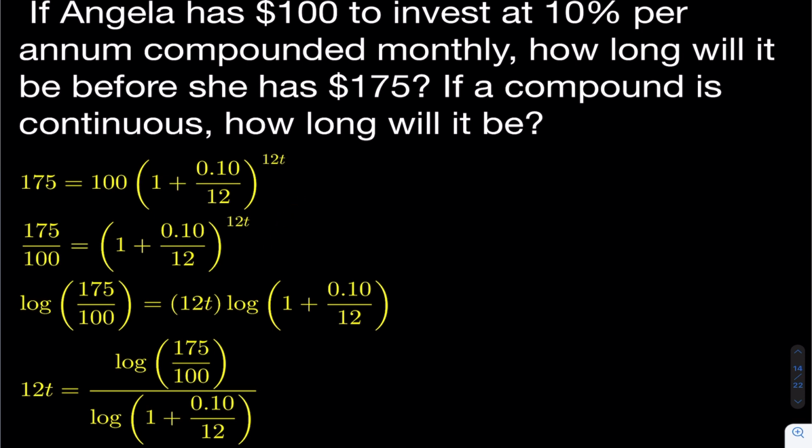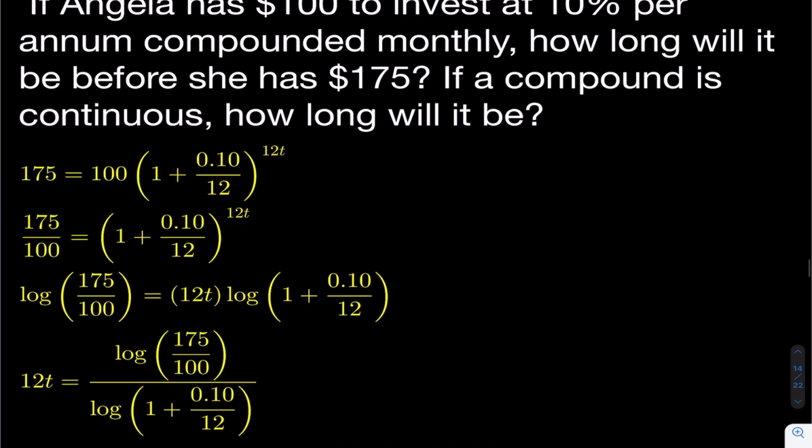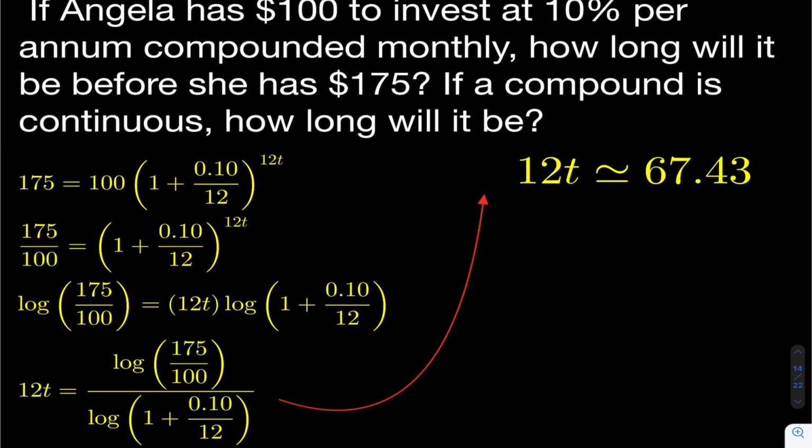Then to solve for this t value, I had to take the log of both sides. When you take the log of both sides, this 12t will drop down, and that's what you see right here, the 12t dropping down. I then divided across by the log of 1 plus 0.10 divided by 12, isolating for that t value. Getting that right-hand side down to 2 decimal places, you get 12t is approximately 67.43. Dividing across by 12, I get t is approximately 5.62 years.